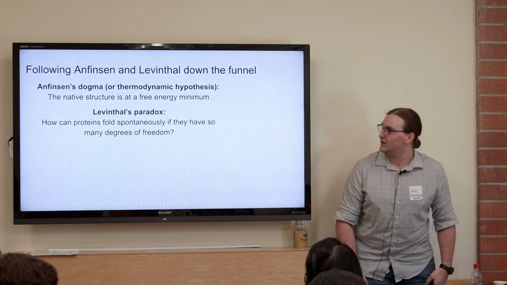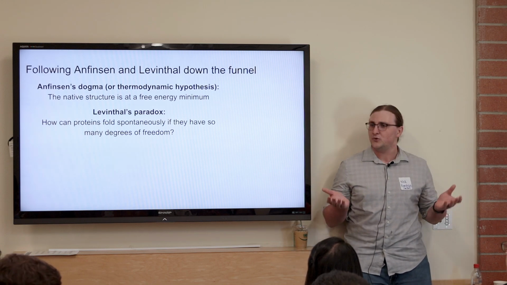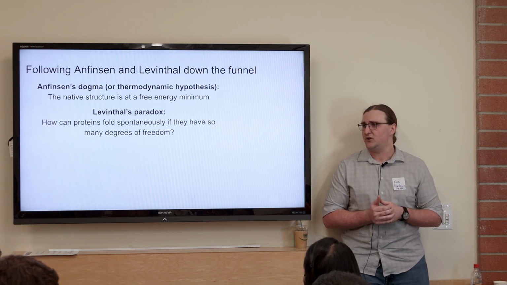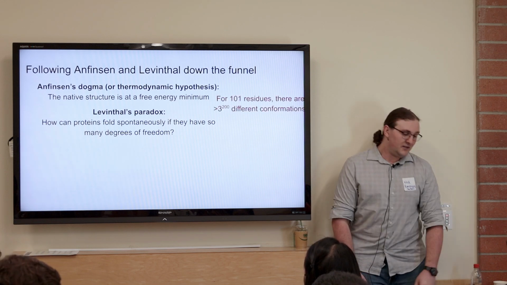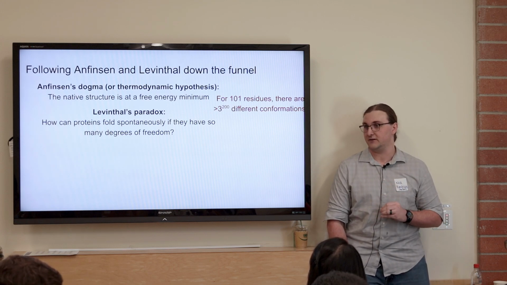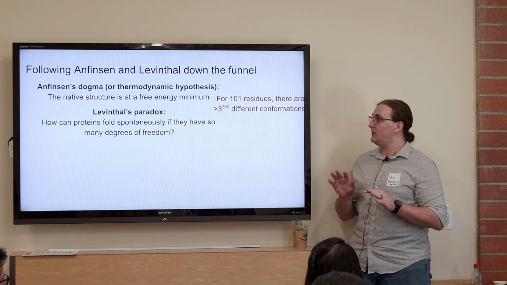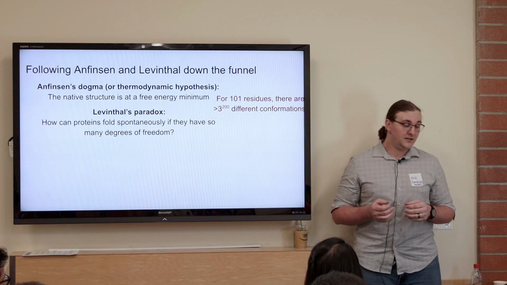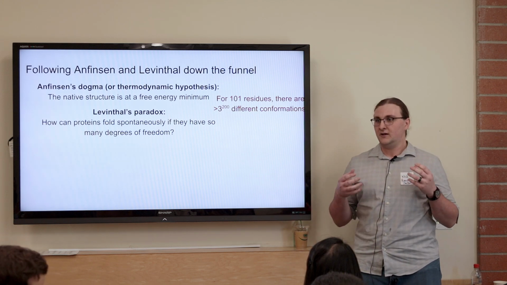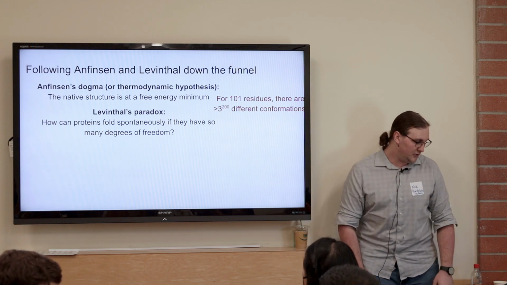But Levinthal introduced a question. He asked, how can proteins fold spontaneously or really, really fast, essentially, if they have so many degrees of freedom? For instance, a 101 residue protein has over 3 to the 200 power different conformations. And that's an underestimate. That's literally just manipulating the torsional degrees of freedom of the backbone. So there's an incredibly vast landscape of protein structure. So how do we even fold proteins in nature? How does nature even do it?